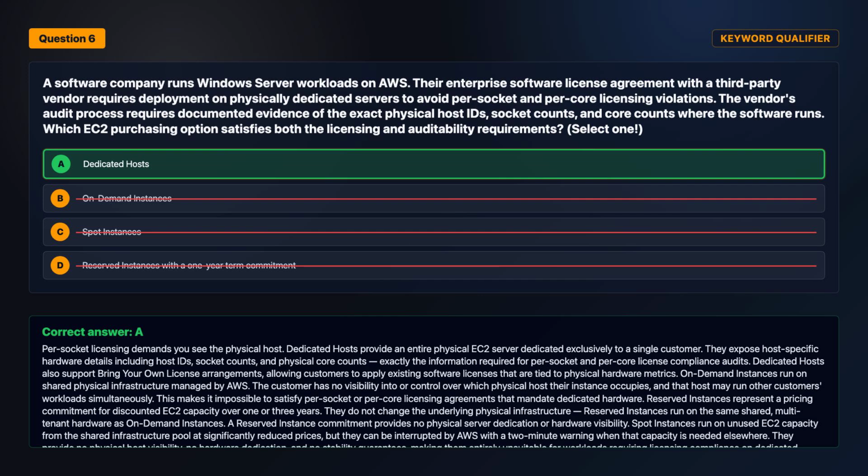Spot instances run on unused EC2 capacity from the shared infrastructure pool at significantly reduced prices, but they can be interrupted by AWS with a 2-minute warning when that capacity is needed elsewhere. They provide no physical host visibility, no hardware dedication, and no stability guarantees, making them entirely unsuitable for workloads requiring licensing compliance on dedicated servers.